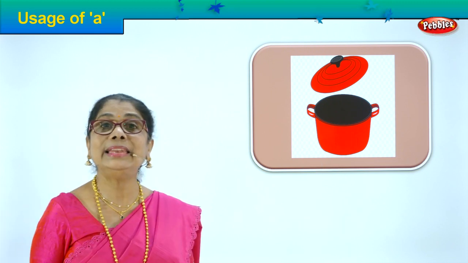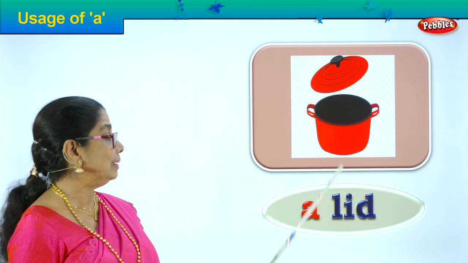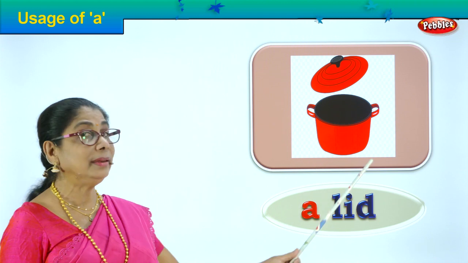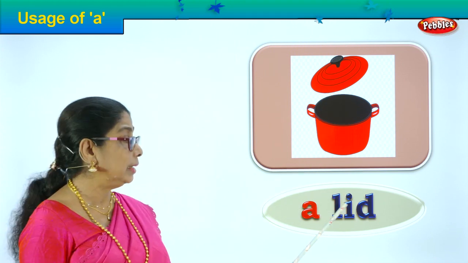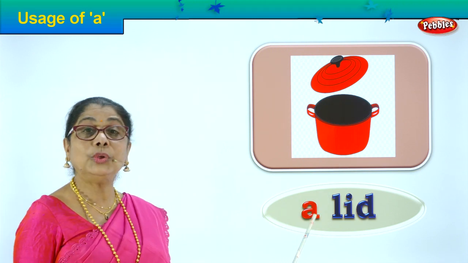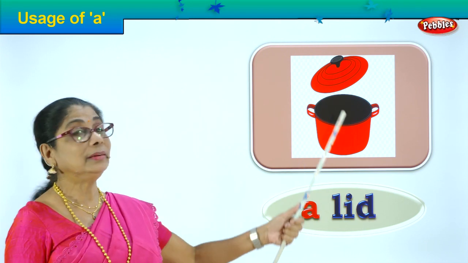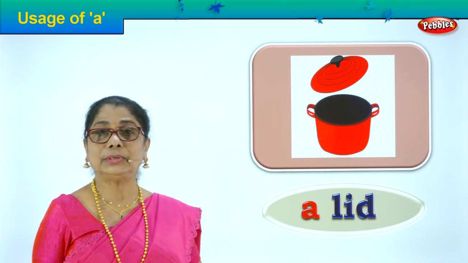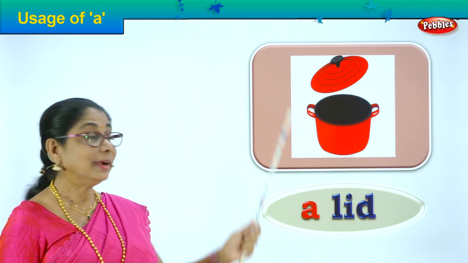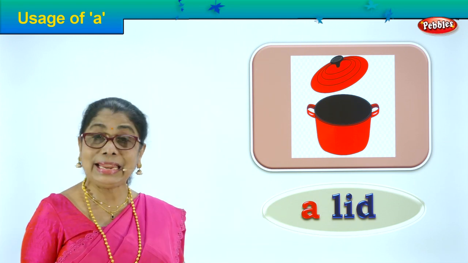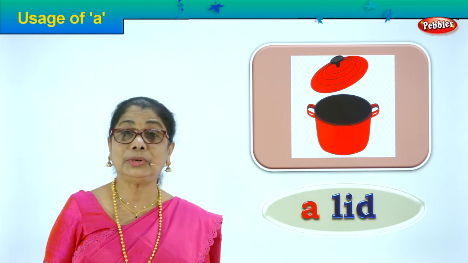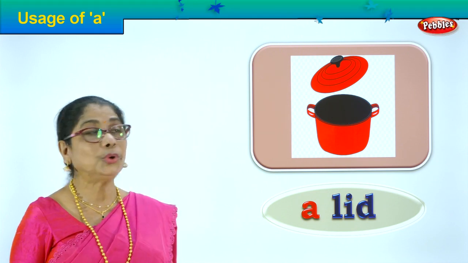What is this? Lid. Yes? Spell lid. L-I-D, lid. Here is a bin and the lid is open. This is the lid. Now, what do you place before the lid? A. You say a lid. Look at the lid. It's coming out. A lid. We put a lid on the bin. Why? So that the waste doesn't fall out. A lid. Good. Let's go to another picture.